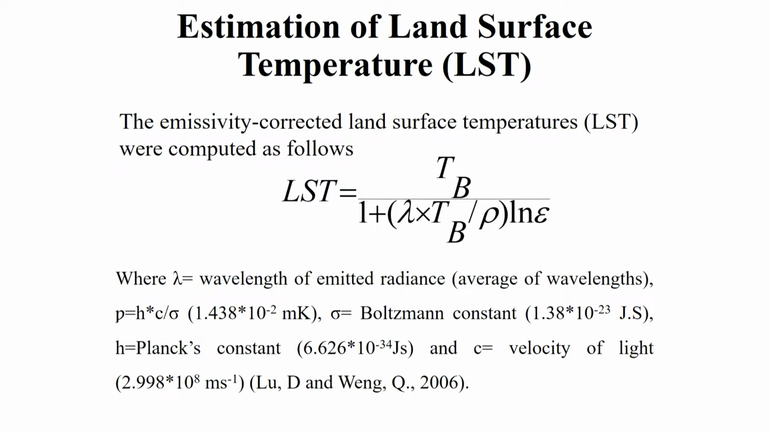Now after measuring the radiant temperature, one will be able to measure the land surface temperature, represented by LST. This TB is the at sensor brightness temperature, or the radiant temperature, and that will be given as the input here. And here emissivity will have to be measured.